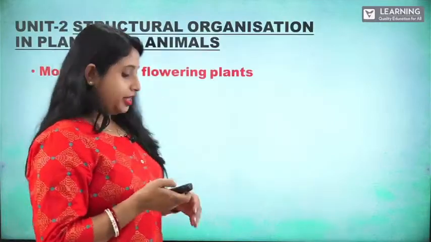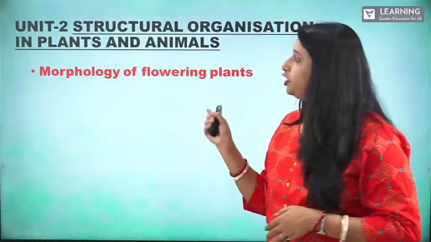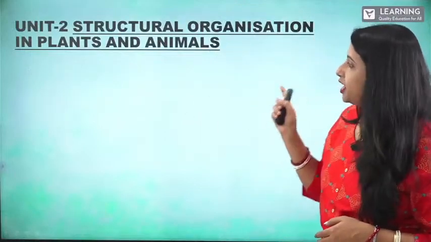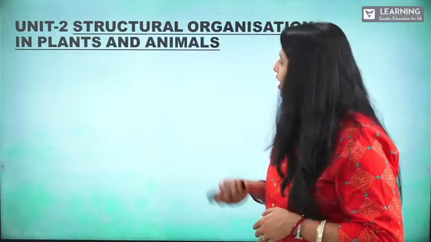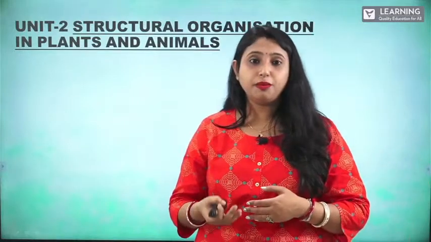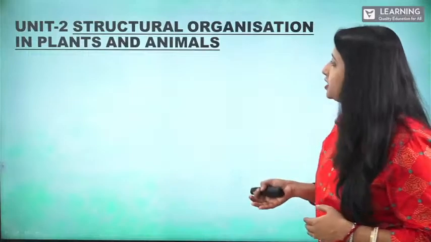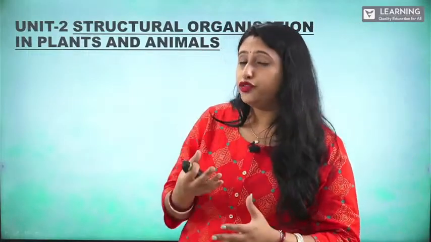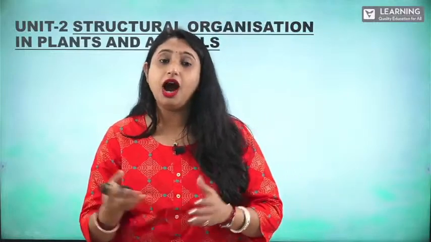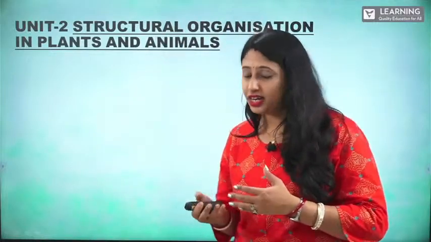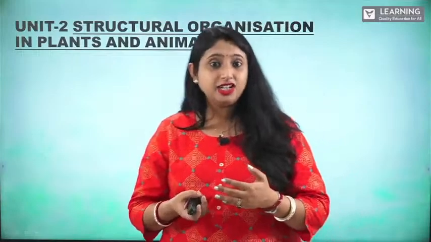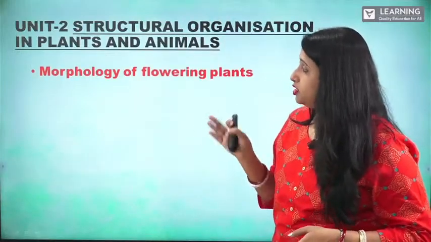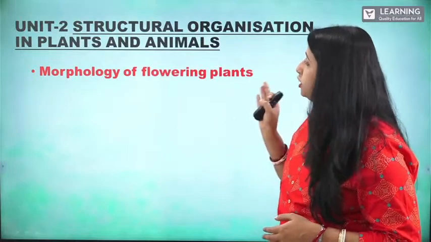So in this unit, that is your Unit 2, you'll be basically studying the structural organization in plants and animals. So your Unit 2 is about structural organization in plants and animals. You will be studying the morphology and anatomy, how the structure of plants and animals is. So let us see the chapters. So Chapter 1 is your morphology of flowering plants.